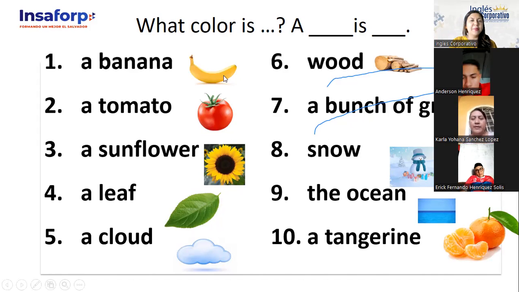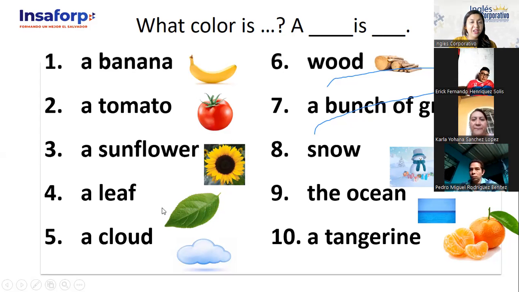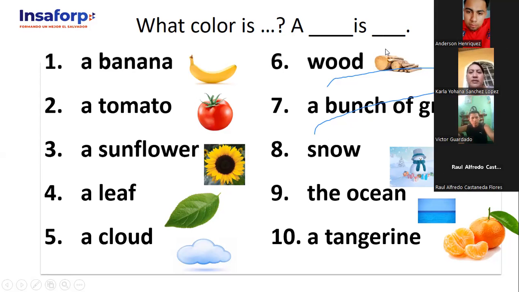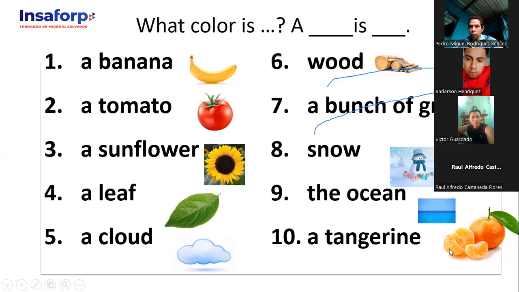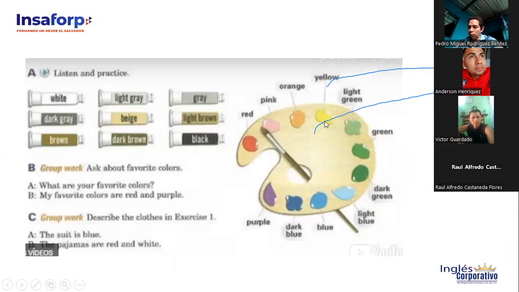Okay, so we have different things: banana, tomato, sunflower, leaf, cloud, wood, grapes, snow, ocean, and tangerine. And they have different colors: yellow, black, red, yellow, and brown, green, white, brown, grapes are purple, white, blue, orange. Good. Right here, you can see more colors.